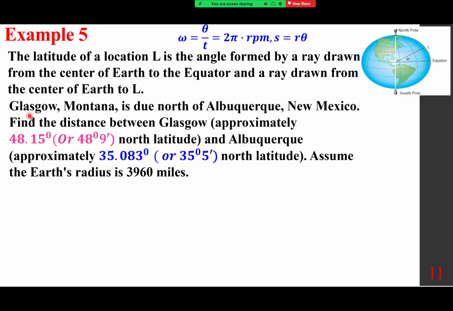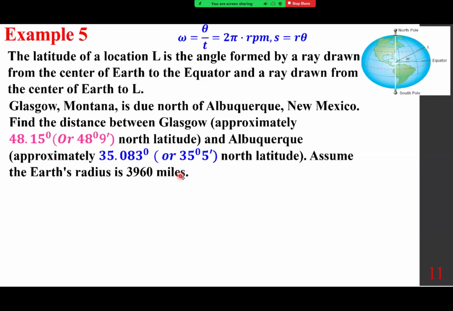Please continue with this question. Lou, sorry, I didn't unmute myself. Glasgow, Montana is due north of Albuquerque, New Mexico. Find the distance between Glasgow, approximately 48.15 degrees, or 48 degrees and 9 minutes, north latitude, and Albuquerque, approximately 35.083 degrees, or 35 degrees and 5 minutes, north latitude. Assume the Earth's radius is 3,960 miles. Excellent.